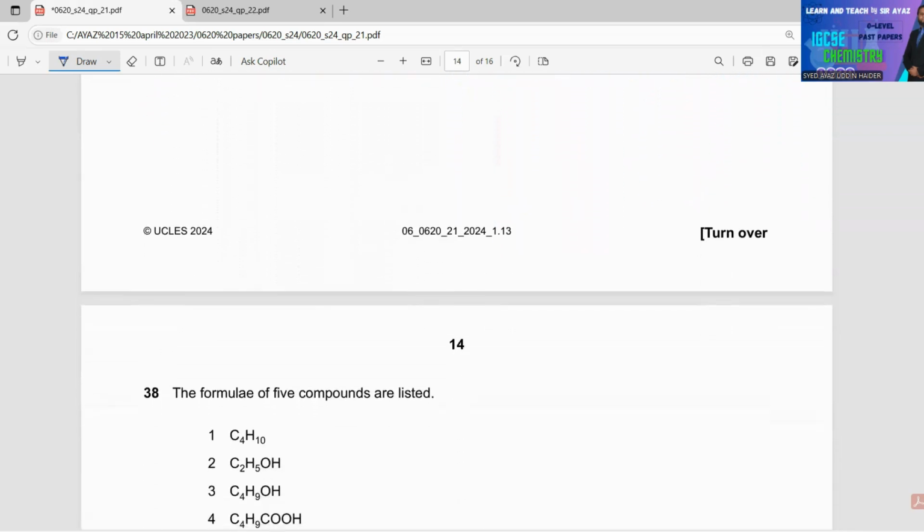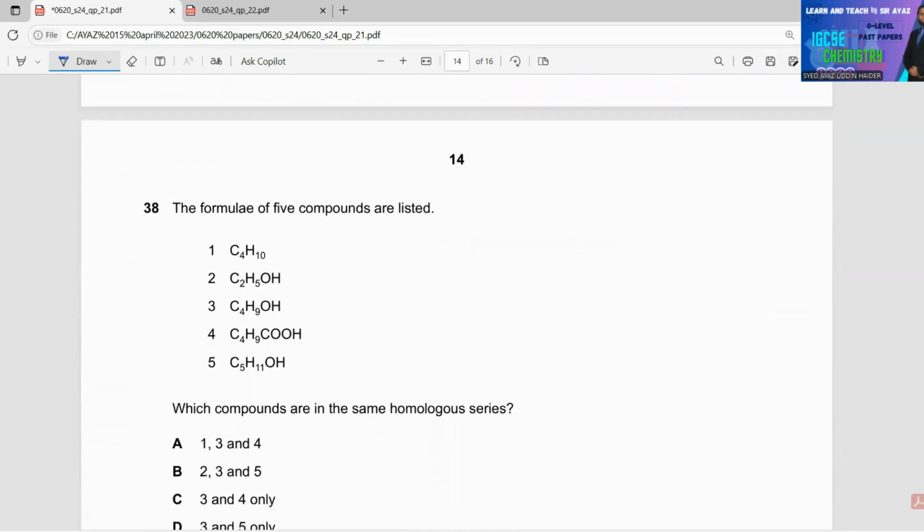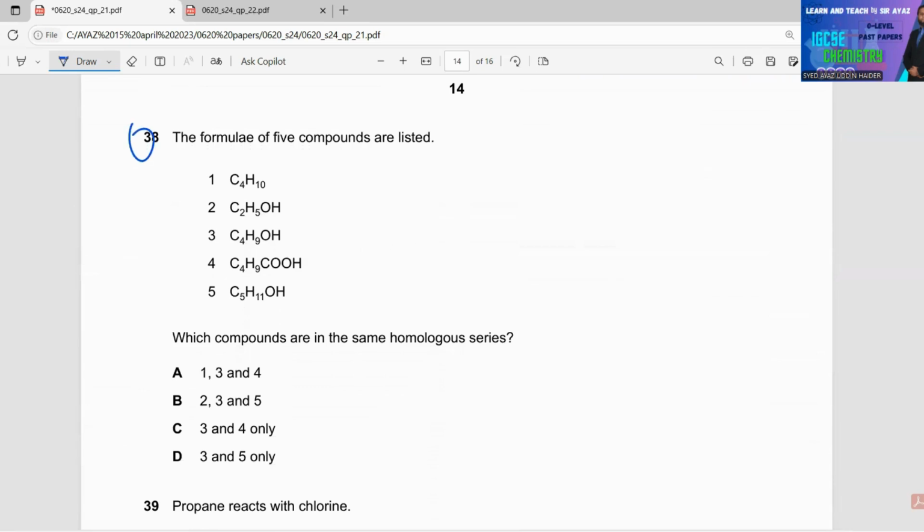Moving to the next MCQ, which is 38. The formulas of 5 compounds are listed. 1 C4H10, 2 C2H5OH, 3 C4H9OH, 4 C4H9COOH, 5 C5H11OH. Which compounds are in the same homologous series? This is an alkane. C4H10, because it's following the general formula CnH2n plus 2. It's an alkane. 2, 3, and 5.